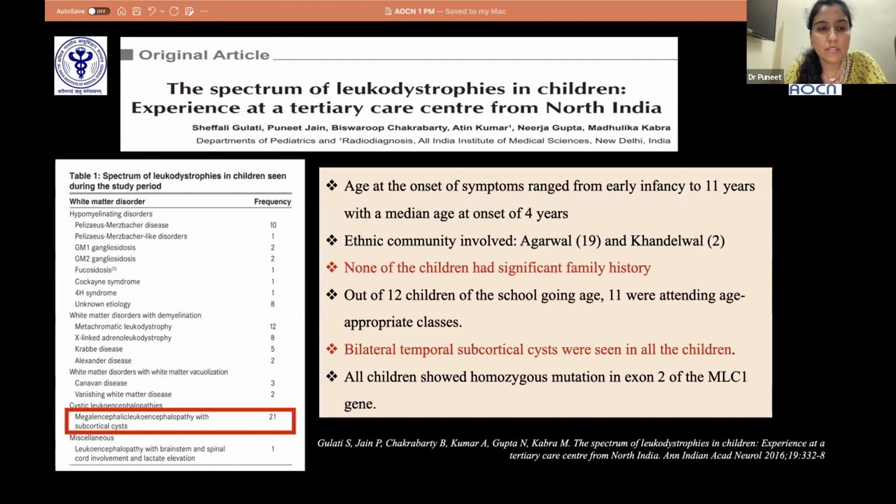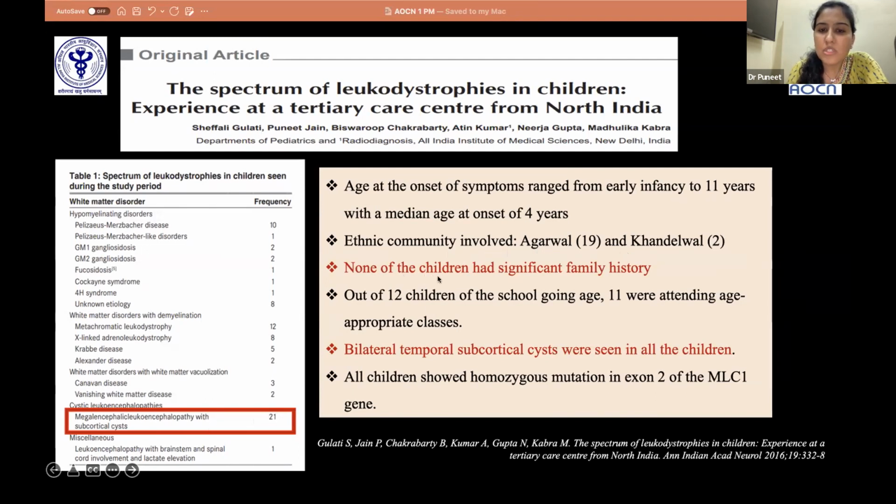So this article was published in 2016, and this is the spectrum of leukodystrophies, which was retrospectively studied at our center. We also found that out of 80, around 21 children presented with leukodystrophy were MLC. The age of onset of symptoms ranged from early infancy to 11 years, and the median age was around 4 years.